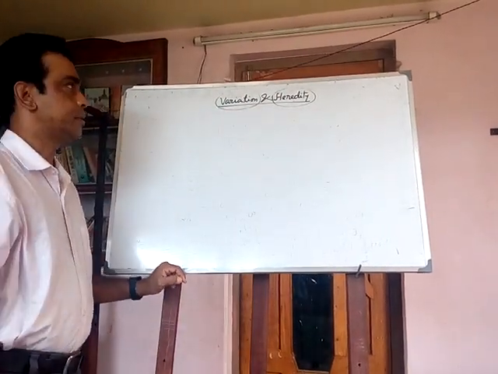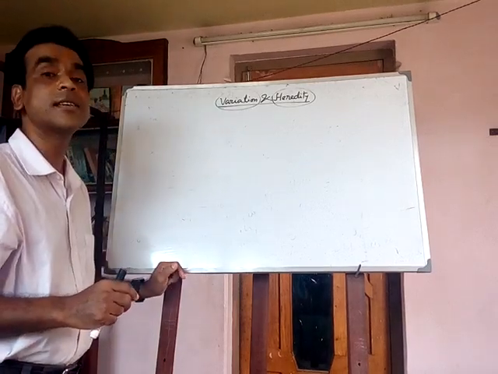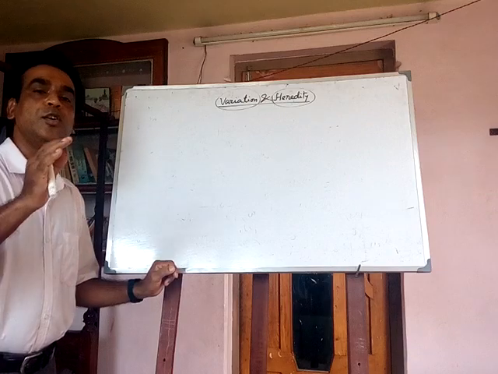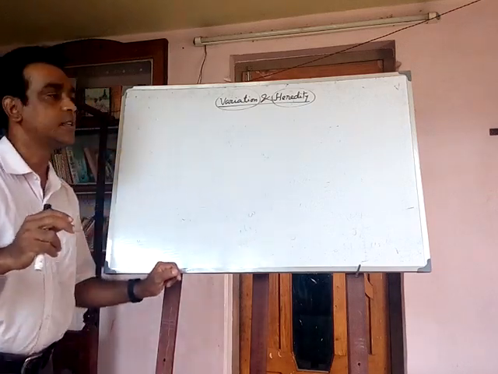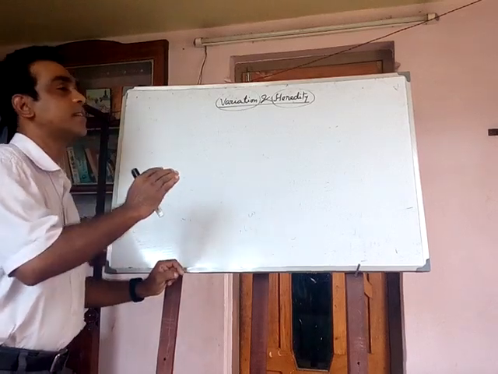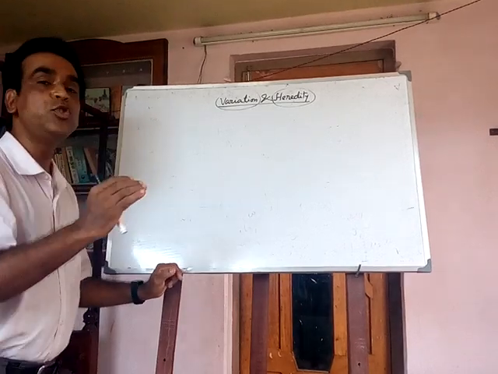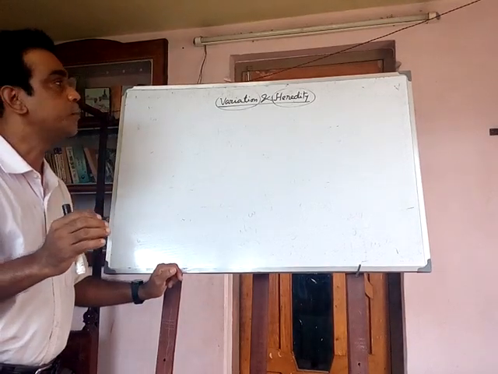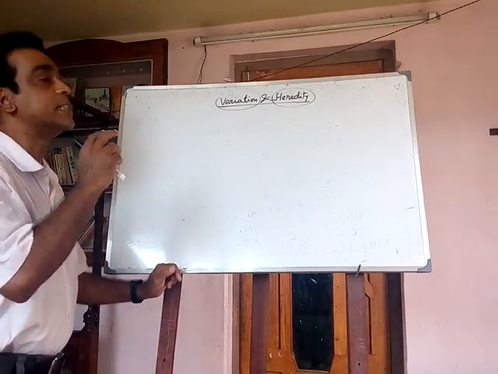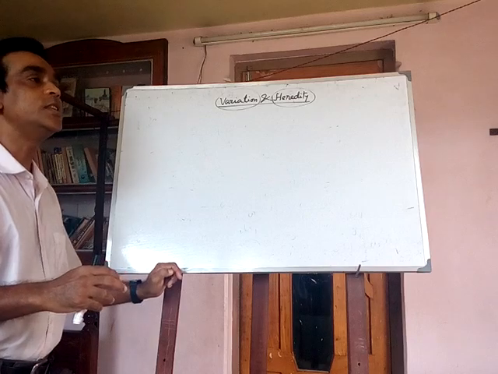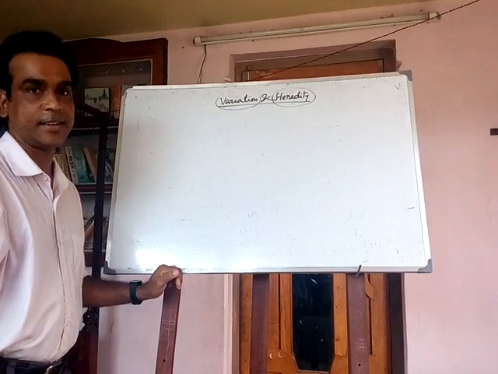We learn about the chapter variation and heredity. What is variation? When two organisms or more than two organisms are different from individual features of them, then the difference of these features which can show the individualities is called the variation.